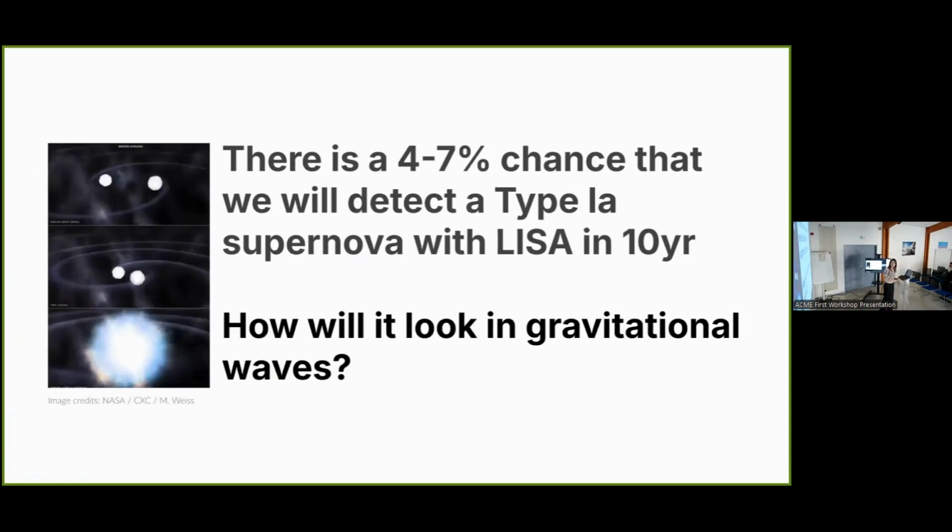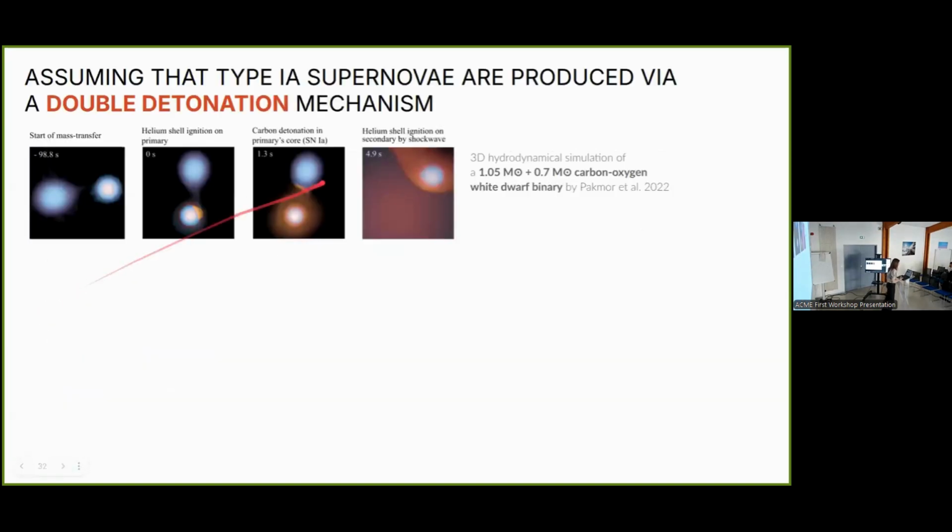And finally, let me also show you what happens if one of these double degenerates actually explodes while LISA is flying. There is a small but measurable percentage chance of this happening within a full 10-year mission lifetime. The question I looked at here is what the gravitational wave signal of this type 1a explosion in our galaxy would look like. So here I had to assume some sort of detonation mechanism.